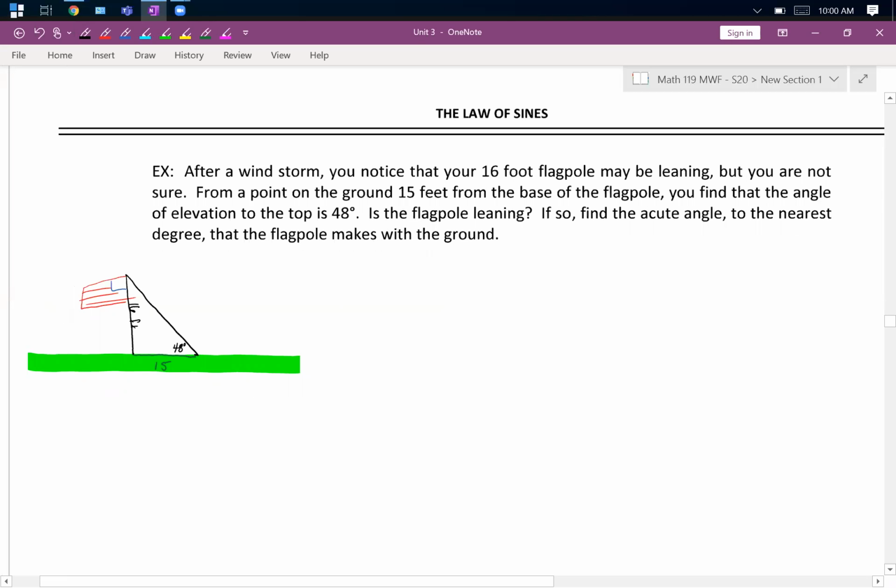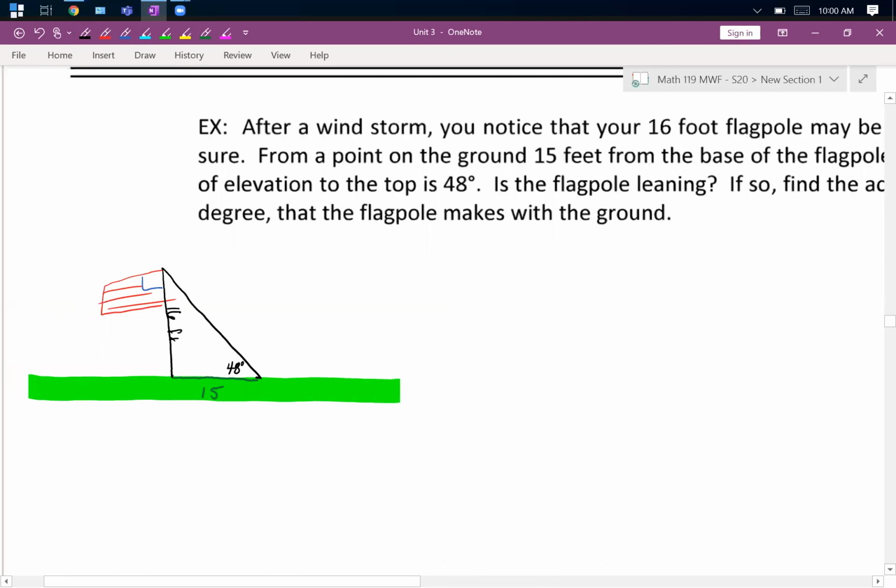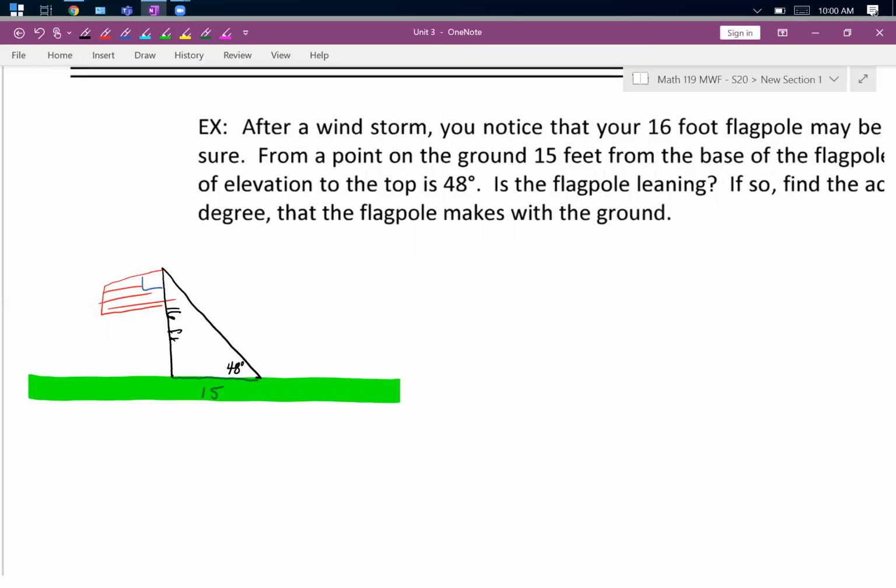Suggestions on what we should do? Or even if you're not sure exactly what to do next, what's our bigger plan? How can we prove mathematically whether or not this thing is leaning? You've got to prove that it's not 90 degrees. All right, from the pole to the ground. So this must be not equal to 90 degrees if leaning. I know that's awkward, but that's what I'm writing.